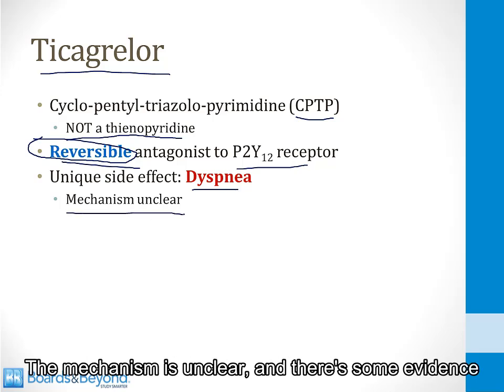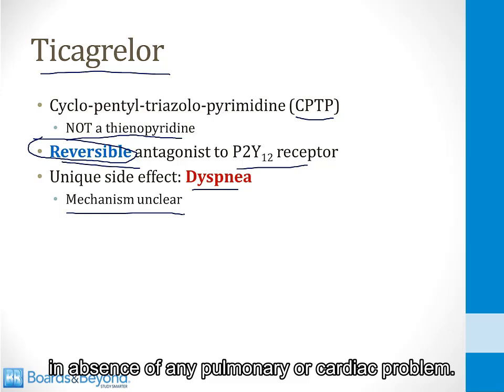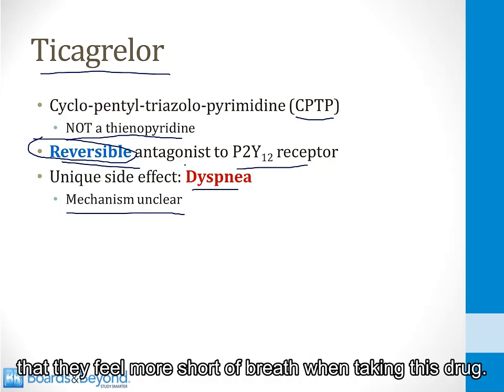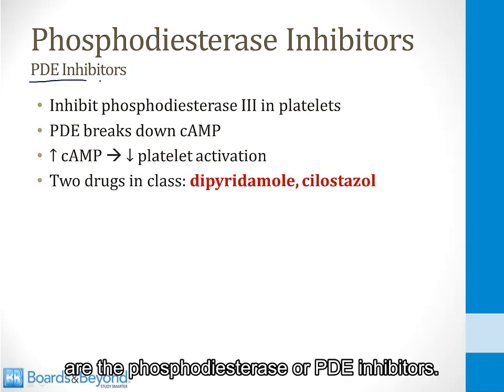The mechanism is unclear, and there's some evidence that this may be a neurological sensation of dyspnea in absence of any pulmonary or cardiac problem. But whatever the mechanism, a number of patients do report that they feel more short of breath when taking this drug. The next class of antiplatelet drugs are the phosphodiesterase or PDE inhibitors.